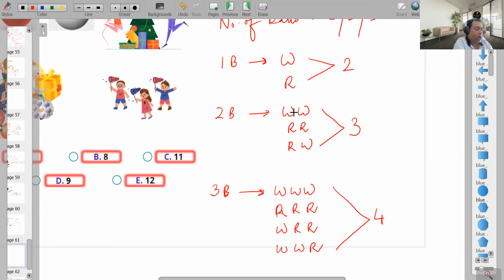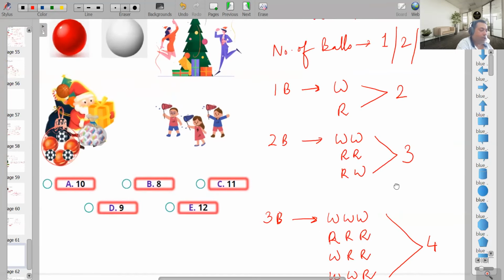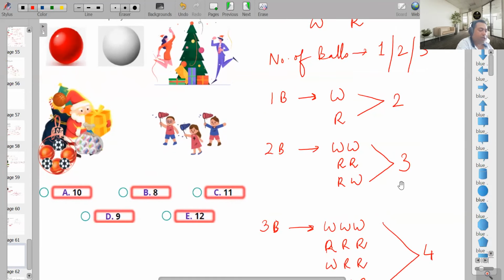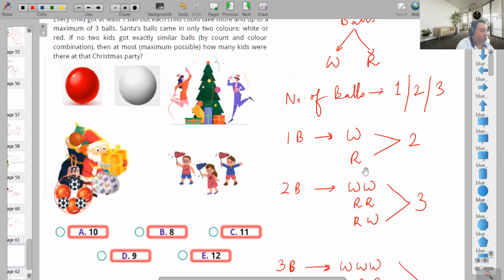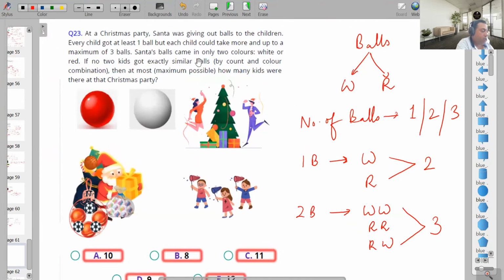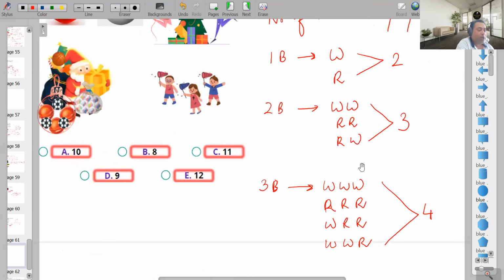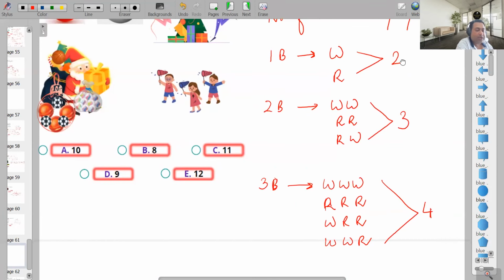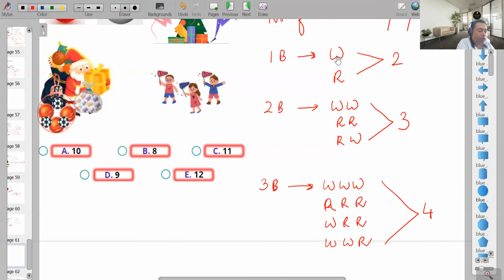Overall, all these are different. None of them are exactly the same. Now overall, the number of combinations is 9. So if no 2 children got exactly similar balls, then maximum how many kids are there? The maximum will be 9, which is 4 plus 3 plus 2. Because now the 10th kid will have to go in one of these combinations. So the maximum number of kids will be 9, which is option D.